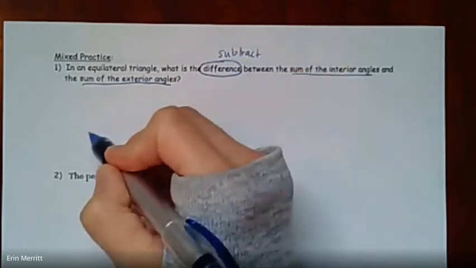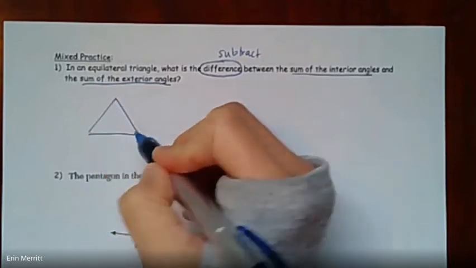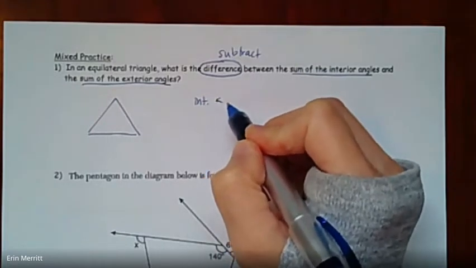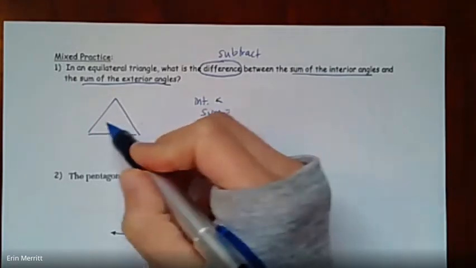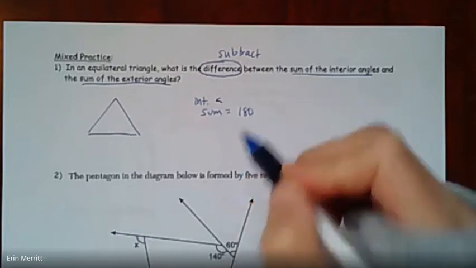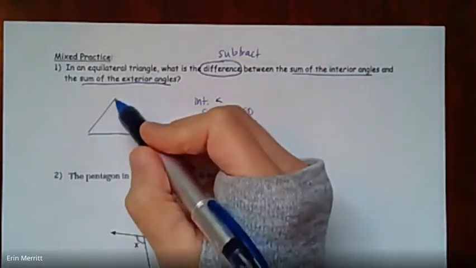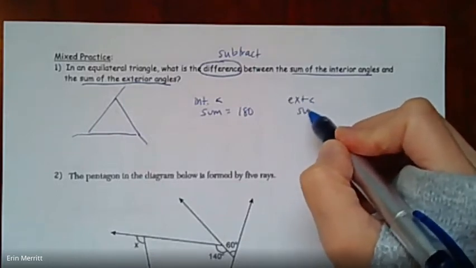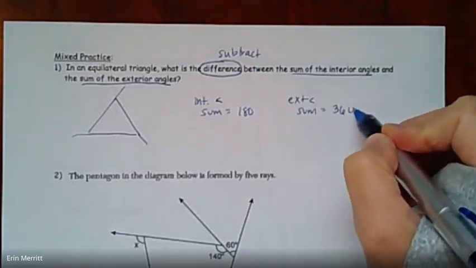So we're talking about an equilateral triangle. All right, the interior angle sum. So I'm going to abbreviate here. The interior angles add up to 180. The exterior angles, if we extend these guys out, well, we know that no matter the shape, that's always 360.